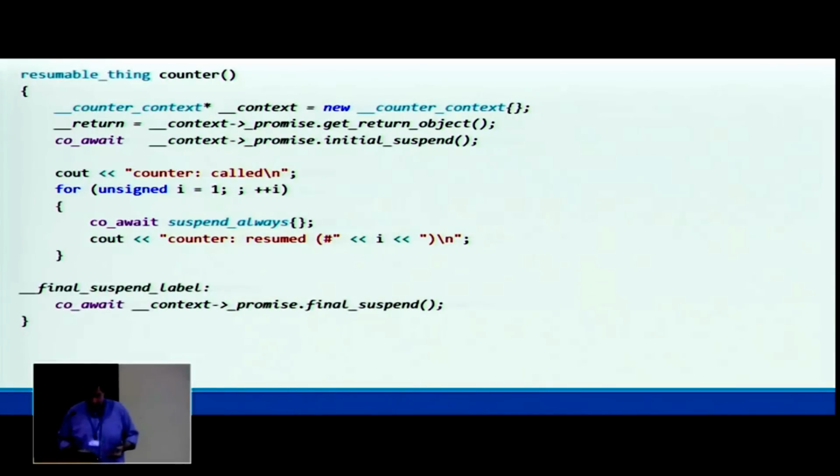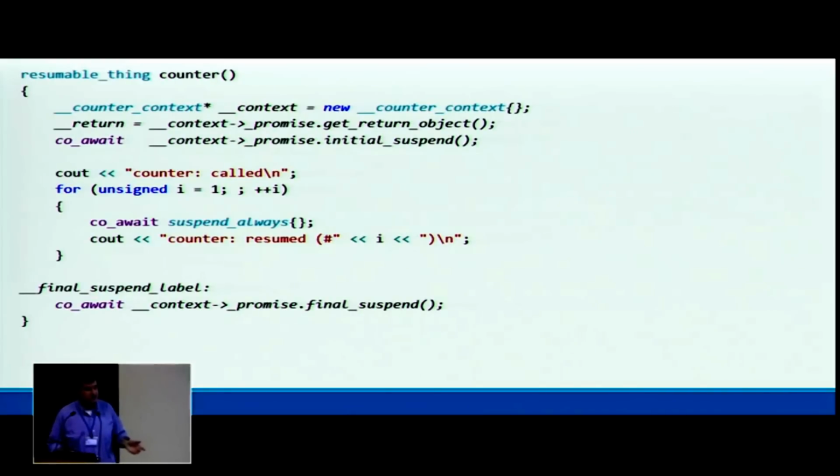Then at the end of the coroutine, it's going to call that final suspend. So that allows you basically to suspend execution of the coroutine before the coroutine actually gets destroyed automatically. So we can see we've got this nice new here to construct the coroutine context.